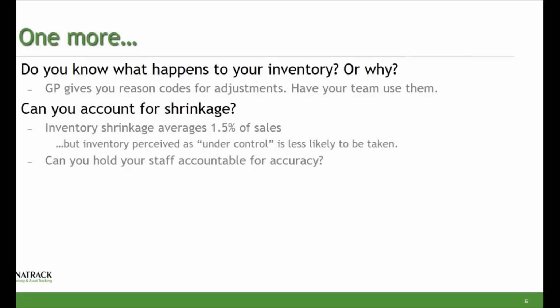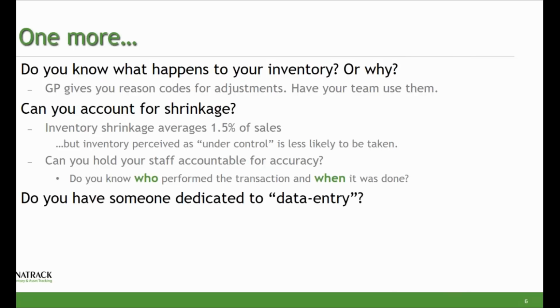Also, can you hold your staff accountable for the accuracy of the numbers? Do you know who performed the transaction and when it was done? That can be critically important, because when you start shifting the responsibility of capturing accurate and timely data to the people that are actually interacting with the inventory, the product, the asset, then you can start closing loops and getting some additional controls.